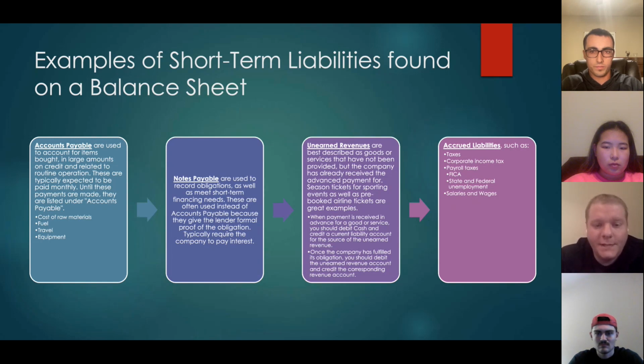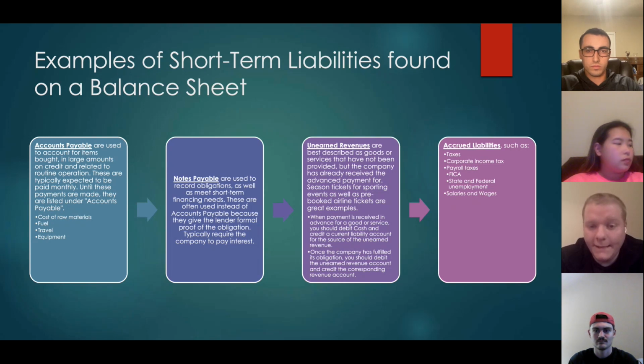So once the payment is received in advance for a good or service, you should debit cash and credit a current liability account for the source of the unearned revenue. Once that revenue has been fulfilled, you should debit the unearned revenue account and credit the corresponding revenue account so it balances out. Last, you're going to have accrued liabilities. These are things like taxes you pay on income, corporate income taxes, payroll taxes such as federal and state unemployment, and your salaries and wages.